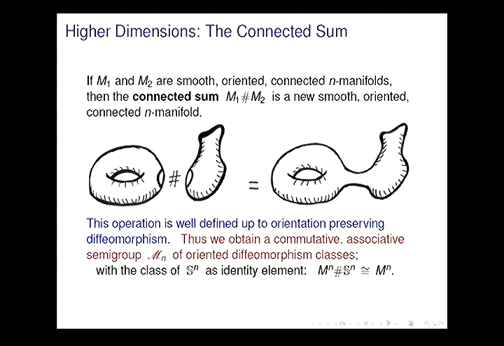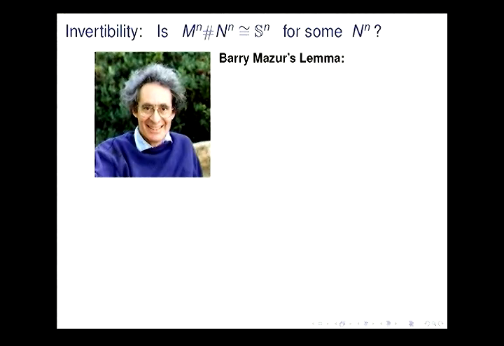If you take any manifold here, like this donut, and add a sphere, well, if you cut out a little disk in a sphere, then the complement is another disk, and when you paste it back in, you get a copy of the original manifold. So this gives a kind of structure for the set of all manifolds of given dimension. Now the natural question is, can a manifold have an inverse? If you're given a manifold M, can you find another manifold N so that the sum is a sphere?